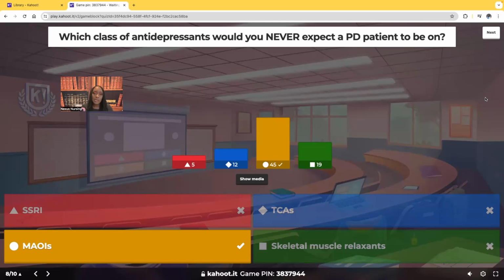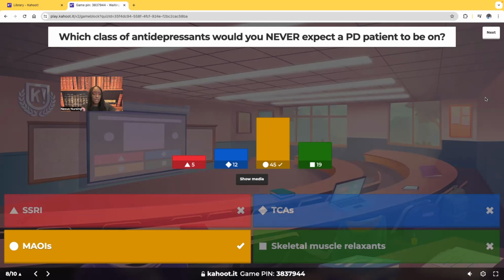But let me tell you something about MAOIs. MAOIs are the very last drug class of antidepressants that we're going to give not only a patient with Parkinson's disease, but honestly, anybody. When it comes to MAOIs, those are our last drug of defense for depression. We're going to try everything else first. Why? MAOIs have so many drug-drug interactions, so many drug-food interactions. We give MAOIs when nothing else has worked.